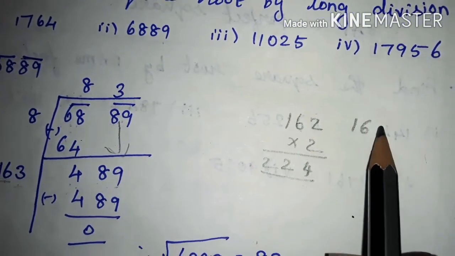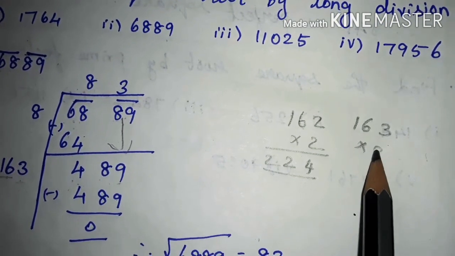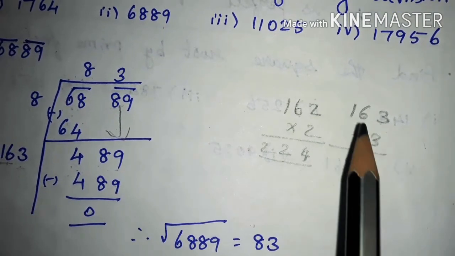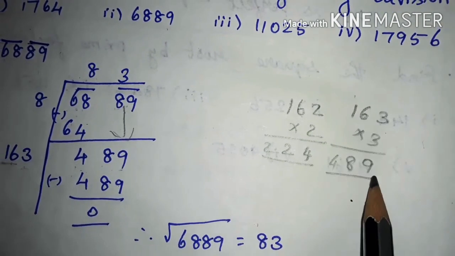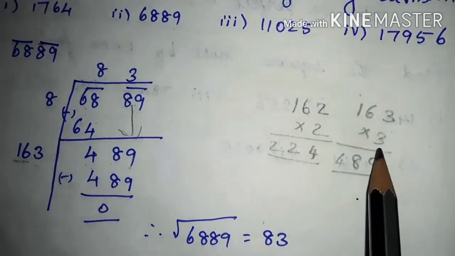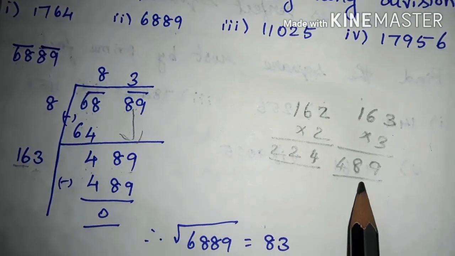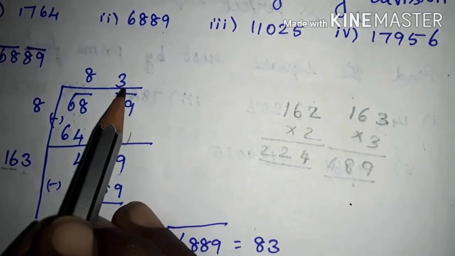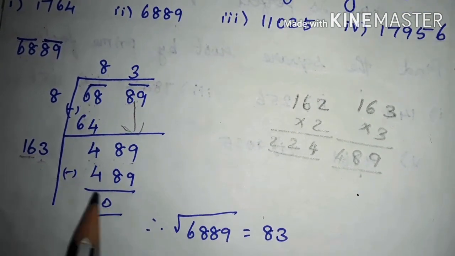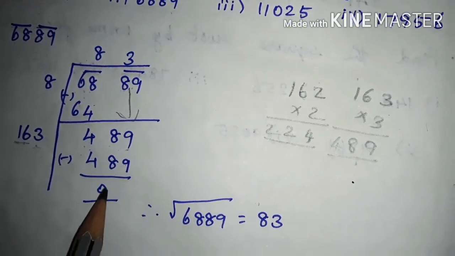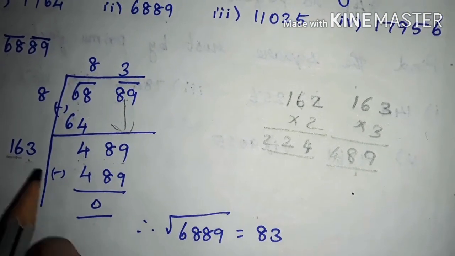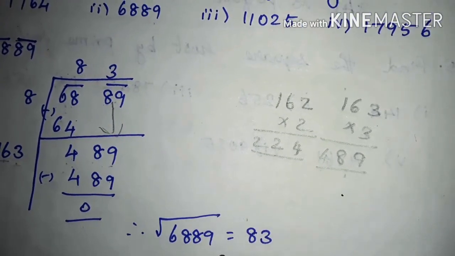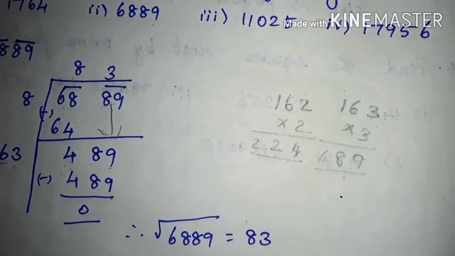Then again 16, when we multiply it by 3, 3 3s are 9, 18, 489. Therefore, when we multiply it by 3, we get 489. So we put 3 in this place and in the quotient side also. After writing, we get the remainder 0. Therefore, the square root of 6889 is equal to 83.